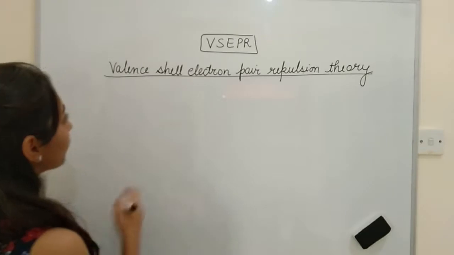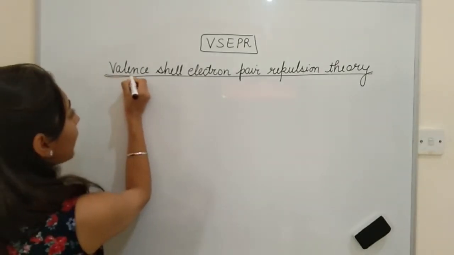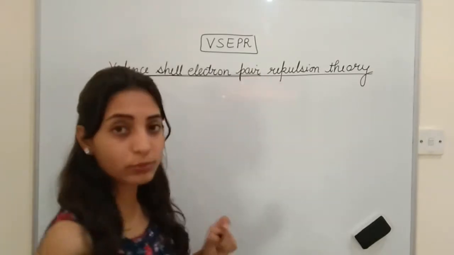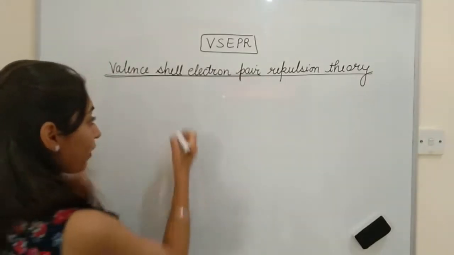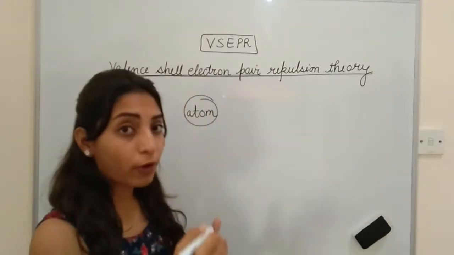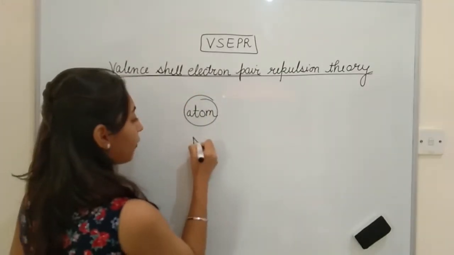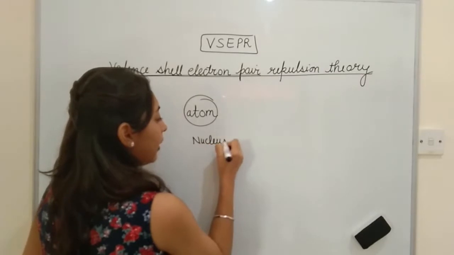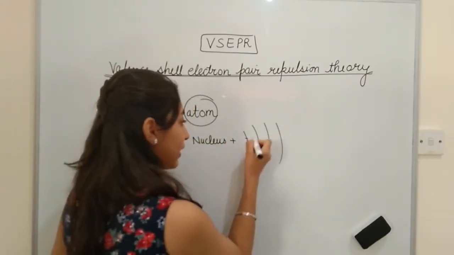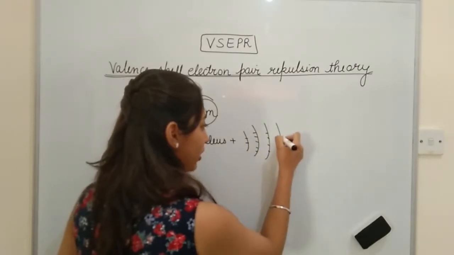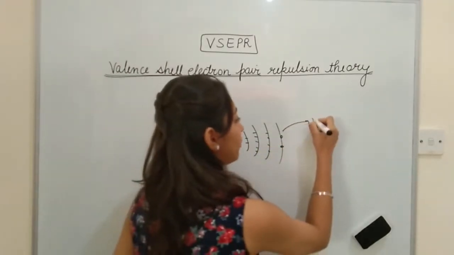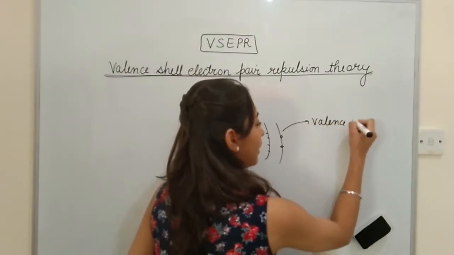Okay, so the name itself will be telling you what the theory is all about. Let us start with the name. It says valence shell electron pair. So this is one thing. If an atom has to form a bond, an atom is made up of the nucleus plus so many shells, right? Let us say all these shells are filled and this is the last shell. Since this is the last shell, we call it the valence shell.